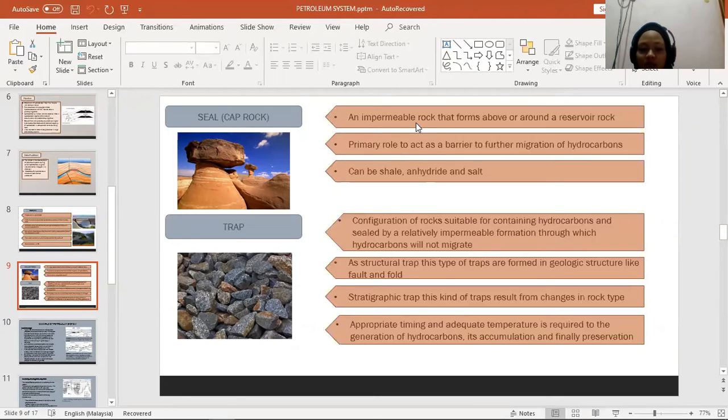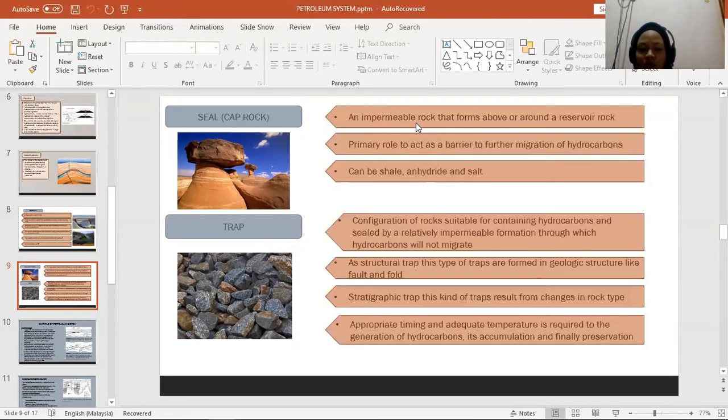Last element but not least is trap. A trap is a configuration of rocks suitable for containing hydrocarbon and sealed by an impermeable formation, so that hydrocarbons will not migrate. This type of trap is formed in geologic structures like fault and fold. Stratigraphic trap: this type of trap results from changes in rock type.